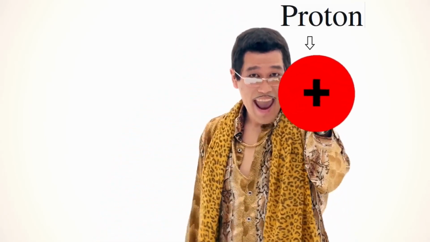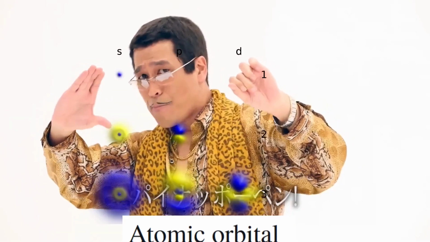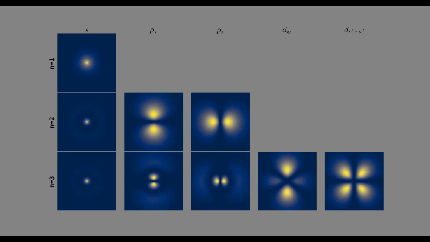I have a proton. I have an electron. I have atomic orbitals. Atomic orbitals come in all kinds of fun, balloon-like shapes and are a pretty important tool for quantum chemistry. Here is a list of 2D projections of the first few atomic orbitals of a hydrogen-like atom.